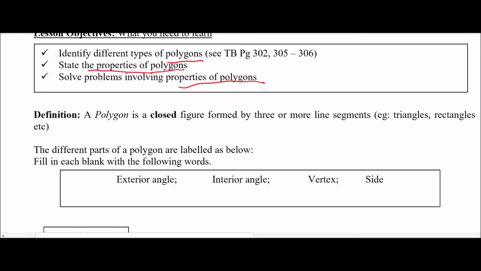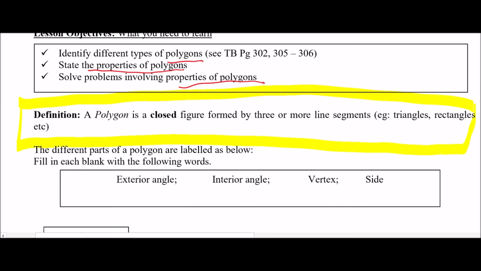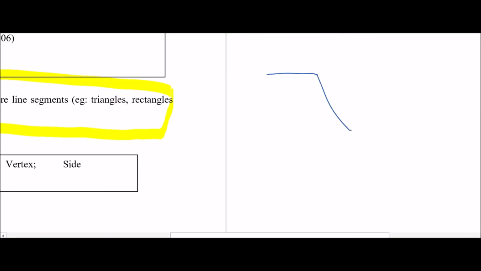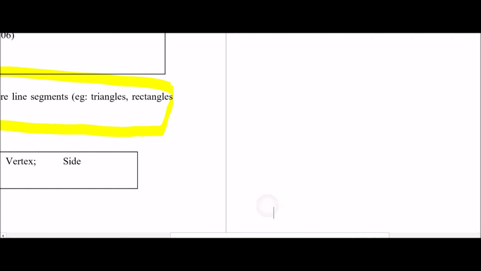First of all, the definition. Please commit this to memory because this is the definition of what a polygon is. A polygon is a closed figure. Closed means it closes up on itself. For instance, something like this is not a closed figure, because we have this opening. In order to be closed, it has to close back on itself. So this is a closed figure and not an open figure.